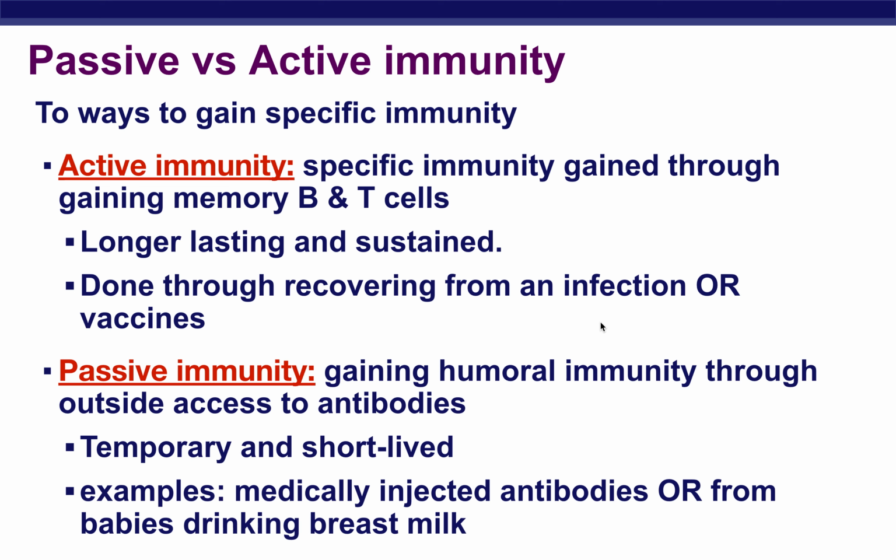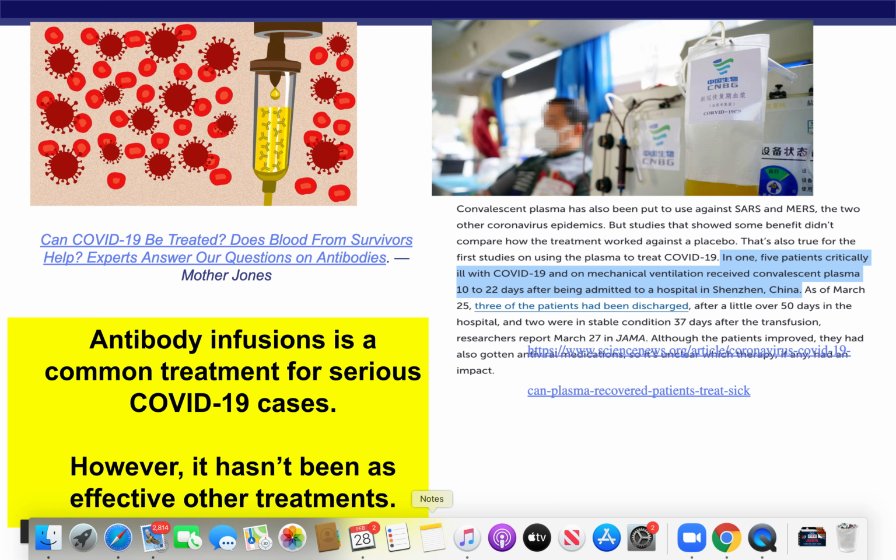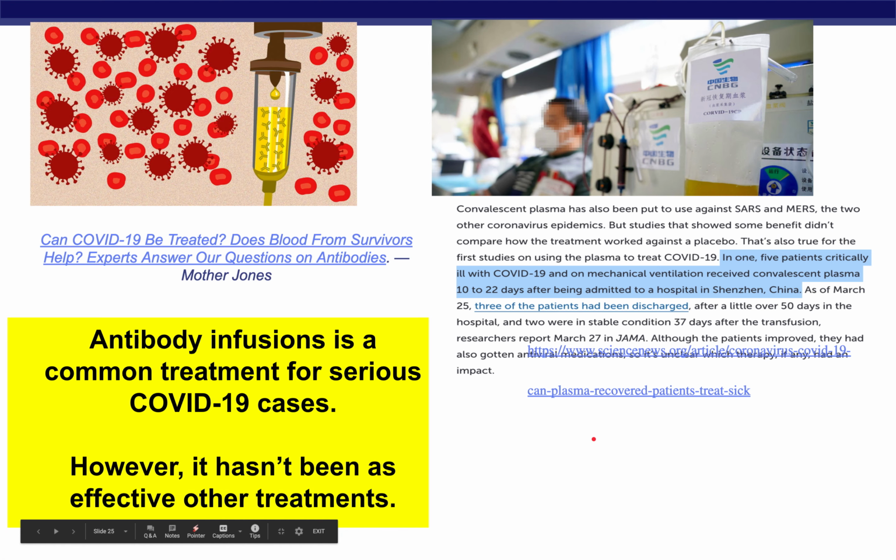Passive immunity is good for temporary immunity through medicine, or if you're a baby, through drinking mom's breast milk. This stuff is temporary and short-lived. It's putting antibodies into someone's body without putting in the B cells that produce the antibodies. You might have heard of antibody infusions into people with COVID, and those are okay for immediate treatment of serious COVID-19, but we're finding out it's not as effective as other drugs. But it has been a technique people have used.